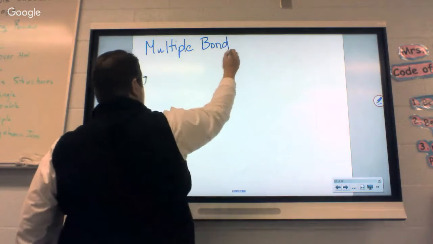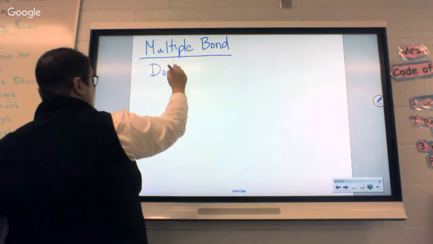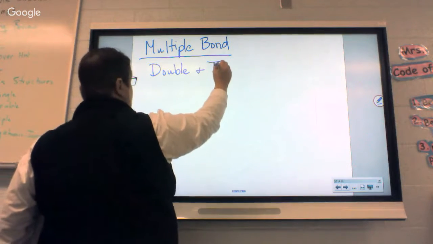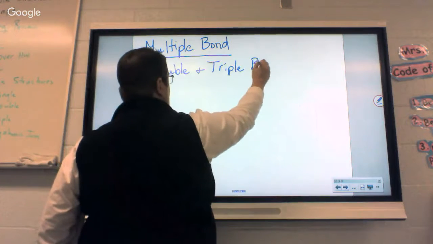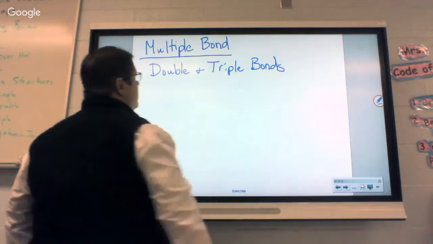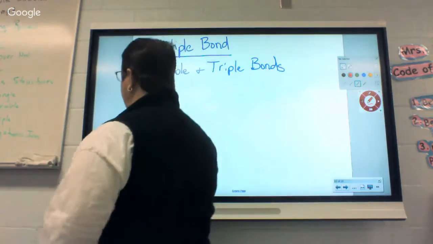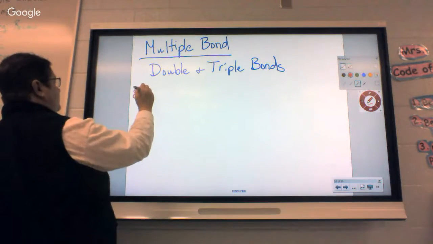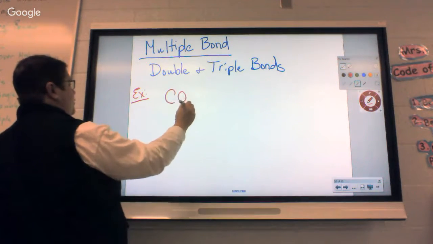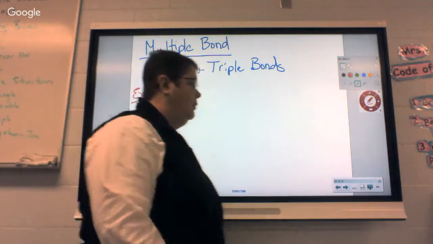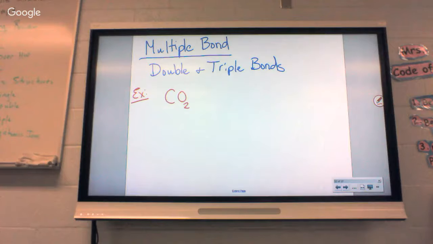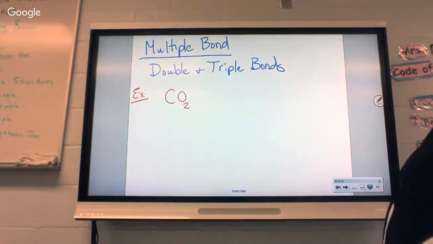All right, your multiple bonds are your double and your triple bond. I'm just going to show you one because you're going to run across it in homework. As an example, we're going to do CO2. We're going to do an easy one. We're not going to do glucose. CO2 is much easier. We're not going to do a carbon chain. Those are carbon chains, not part of our curriculum.